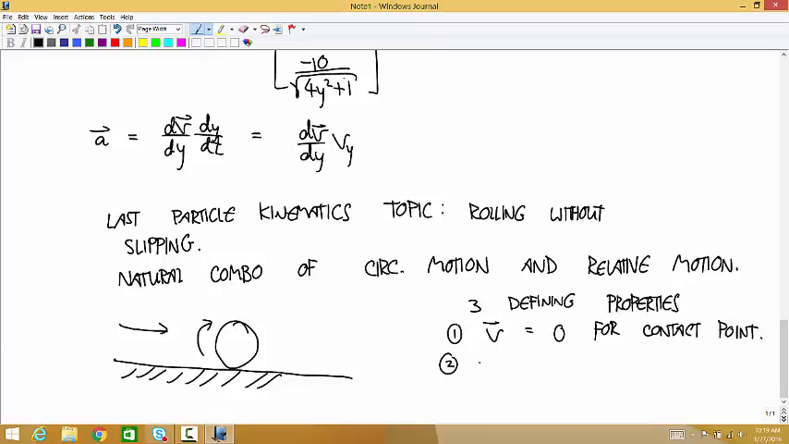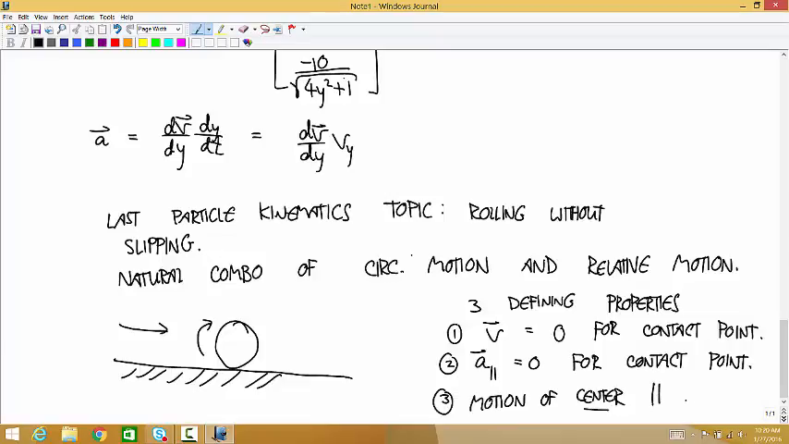Second, the part of the acceleration parallel to the surface equals 0 for the contact point. And third, the motion of the center is parallel to the surface.